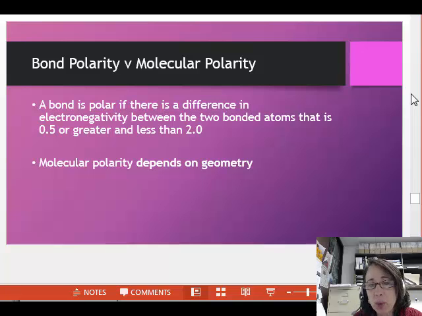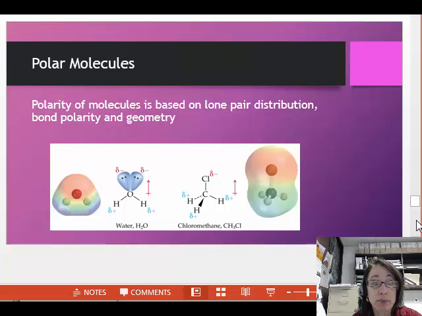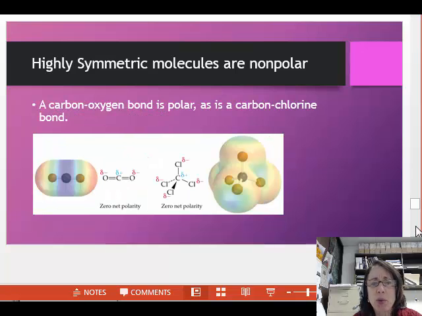We've discussed covalent bond polarity as defined by differences in electronegativity of 0.5 or greater and less than 2. Molecules can be polar too, but molecular polarity depends on geometry. Bond polarity plays a role in molecular geometry, but geometry and symmetry are far more important at this level. Just because a molecule has polar bonds does not mean it will be a polar molecule.